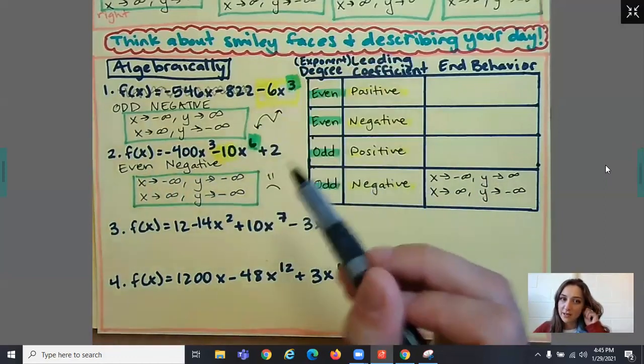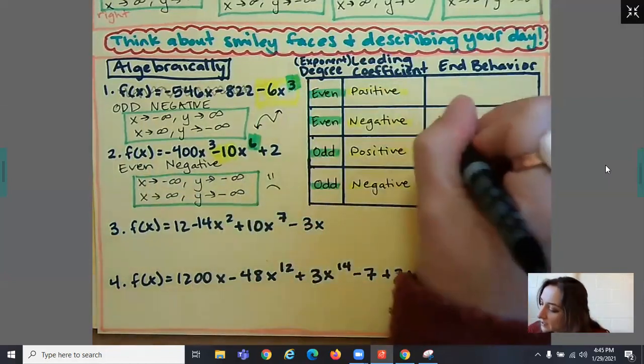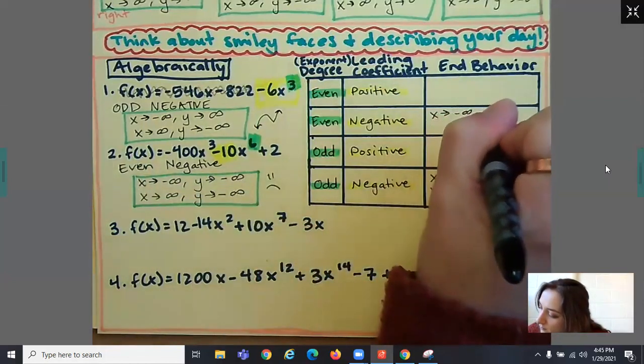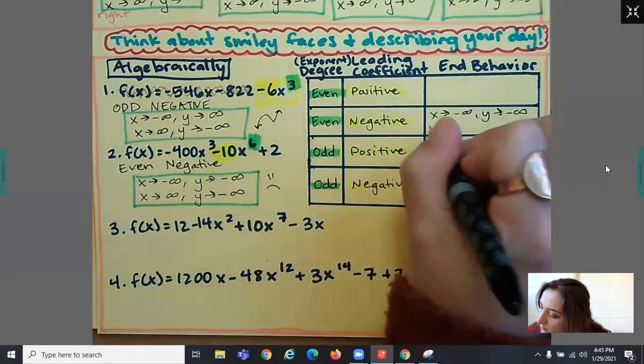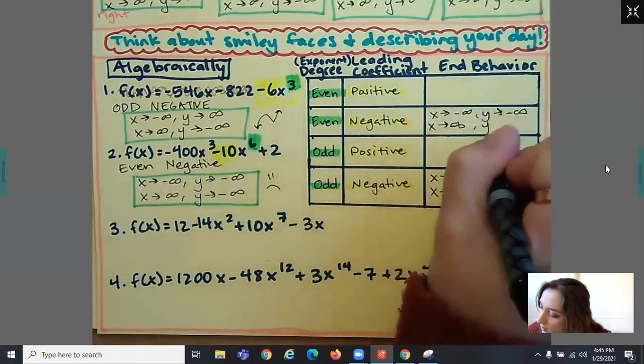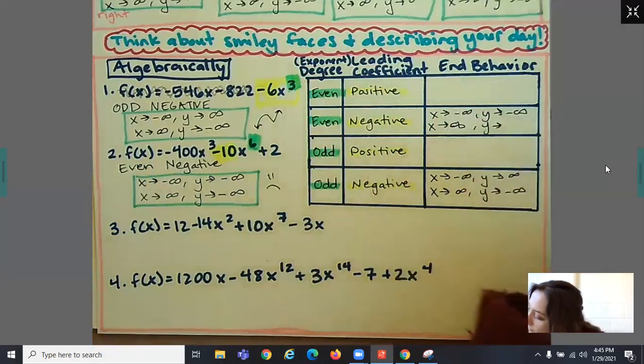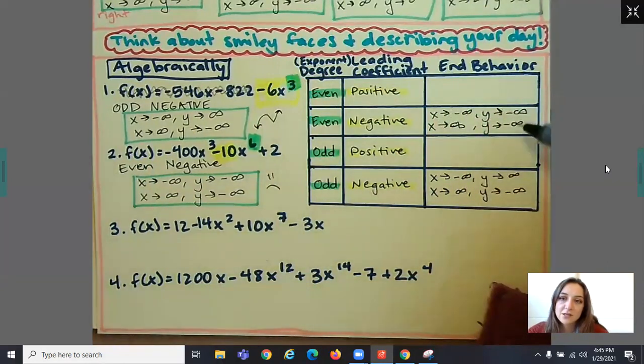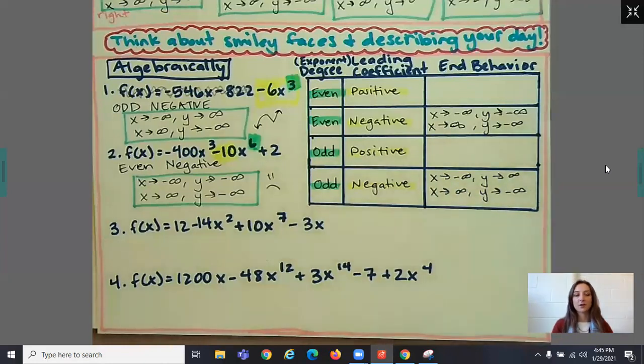Okay, so let's go ahead and write this down for even, negative. Positive infinity, y goes to negative infinity. So both of these things are the same. That's what we call our even. These are different. That's why we call them odd.